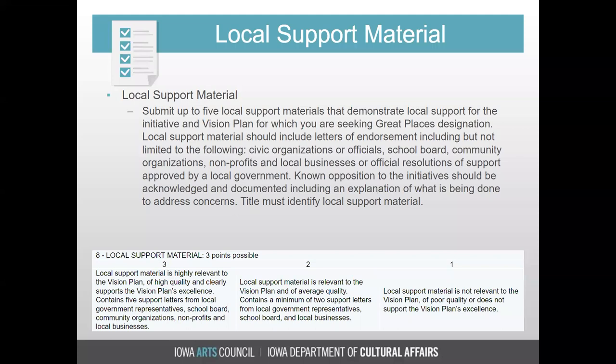Next is local support material. Finally, we ask for two kinds of support material. The first type of support material is local support. Local support material can include letters of endorsement from civic organizations or officials, local businesses, schools, documentation of public forums, letters of financial commitment, or official resolutions of support approved by a local government. We highly recommend support by the local government, even if another entity is applying as the primary applicant. Additionally, the more varied the support, the stronger the score as per the rubric.